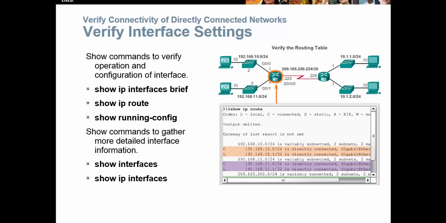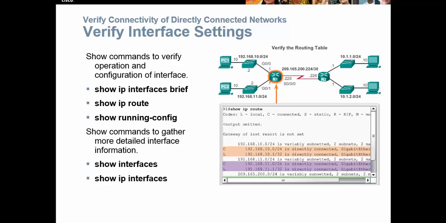After we have set up our routers and we've configured our interfaces, it's a good idea to verify your interface settings to make sure things have been set up the way you think you've set them up. One way to verify connectivity to the directly connected networks is to use several different commands. The show commands we can use are show ip interface brief.